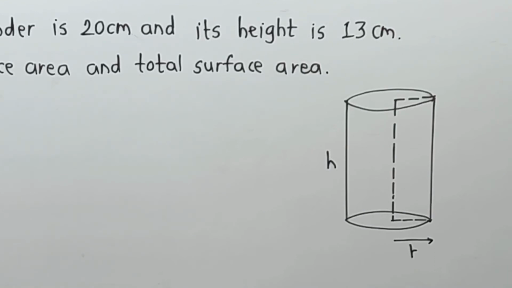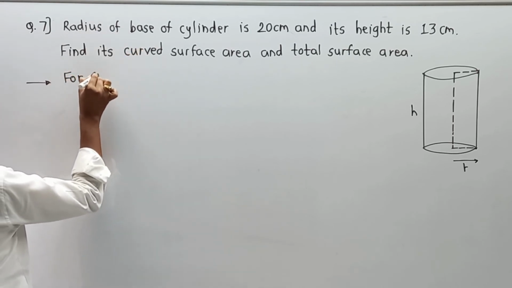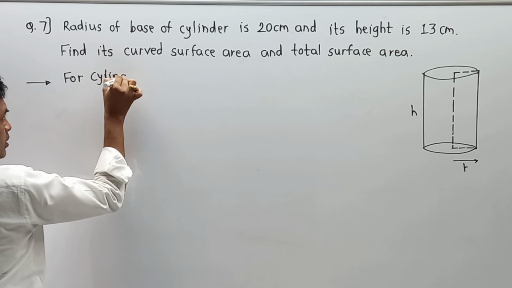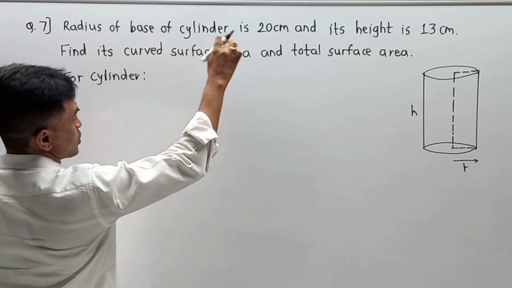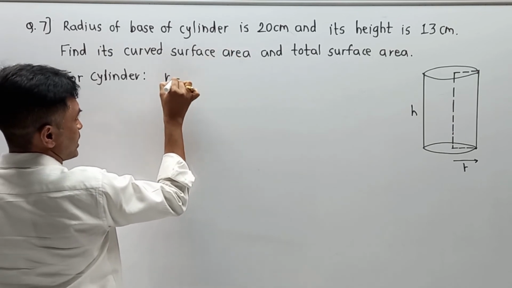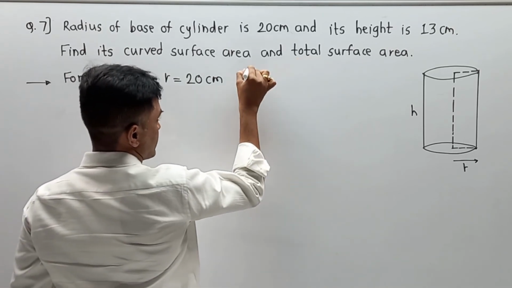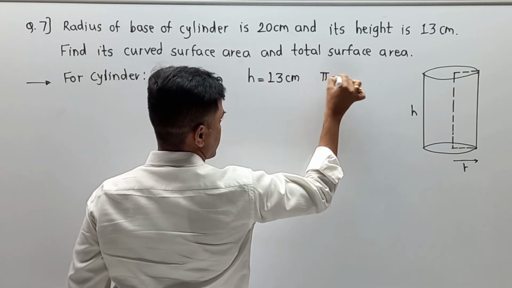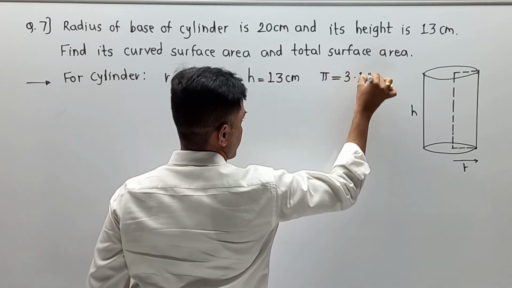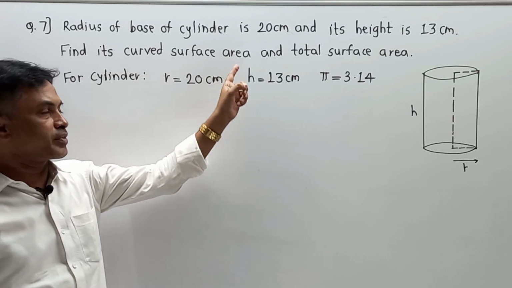For a cylinder, they have given the radius of the base as 20 centimeter, and its height is 13 centimeter. And in the given data, they have given the value of pi as 3.14. These are the three data already available with us. Now one by one we have to calculate. Find its curved surface area.